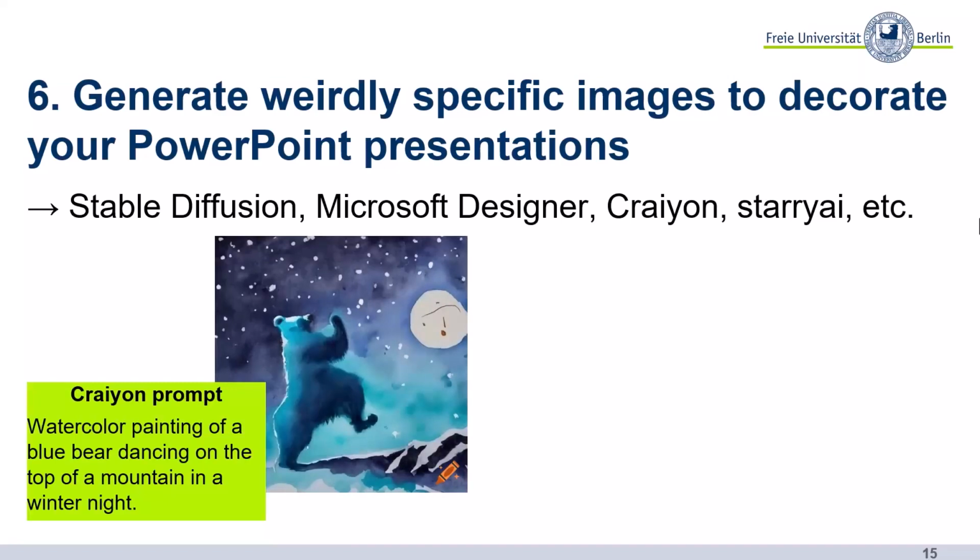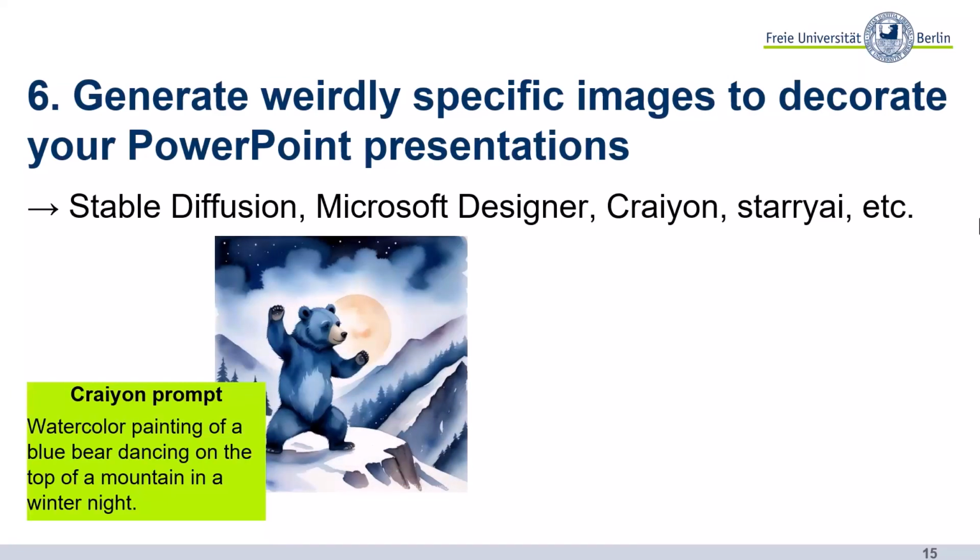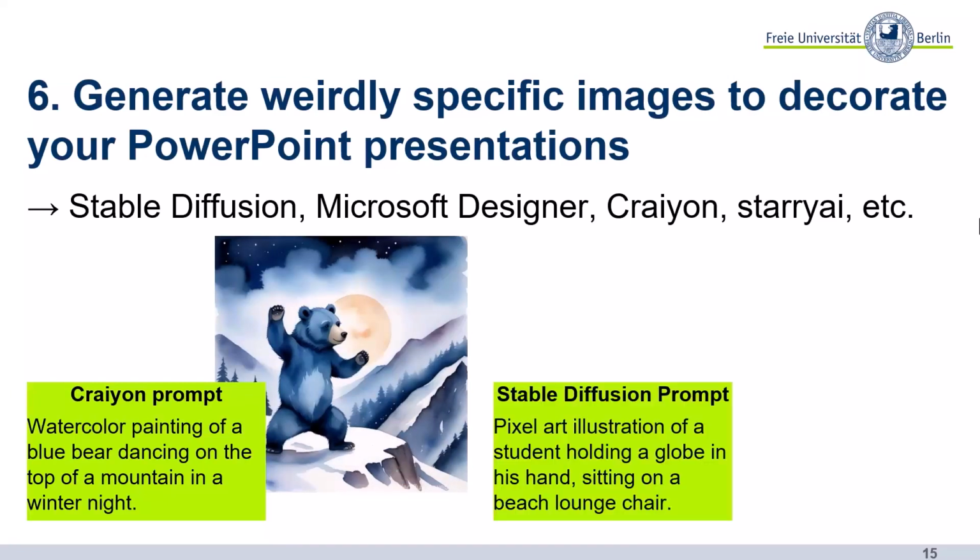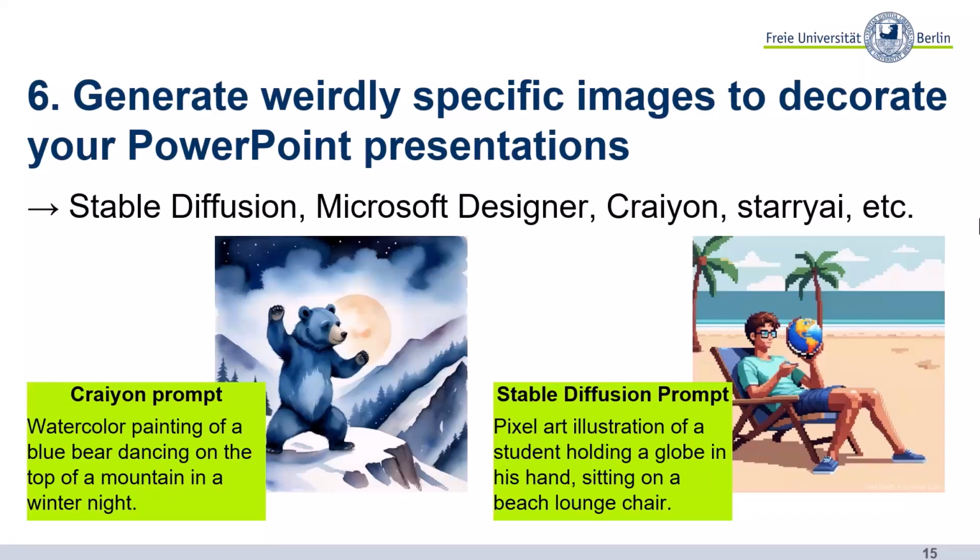And using the same prompt with Stable Diffusion, here's what I got. And here's another example, a pixel art illustration of a student holding a globe in his hand, sitting on a beach lounge chair. And this is the image I got, which is once again very convincing, except perhaps for the right leg of the student, which is in a bizarre angle. But there's often these small issues with AI-generated images. But most of the time, it's more than good enough.